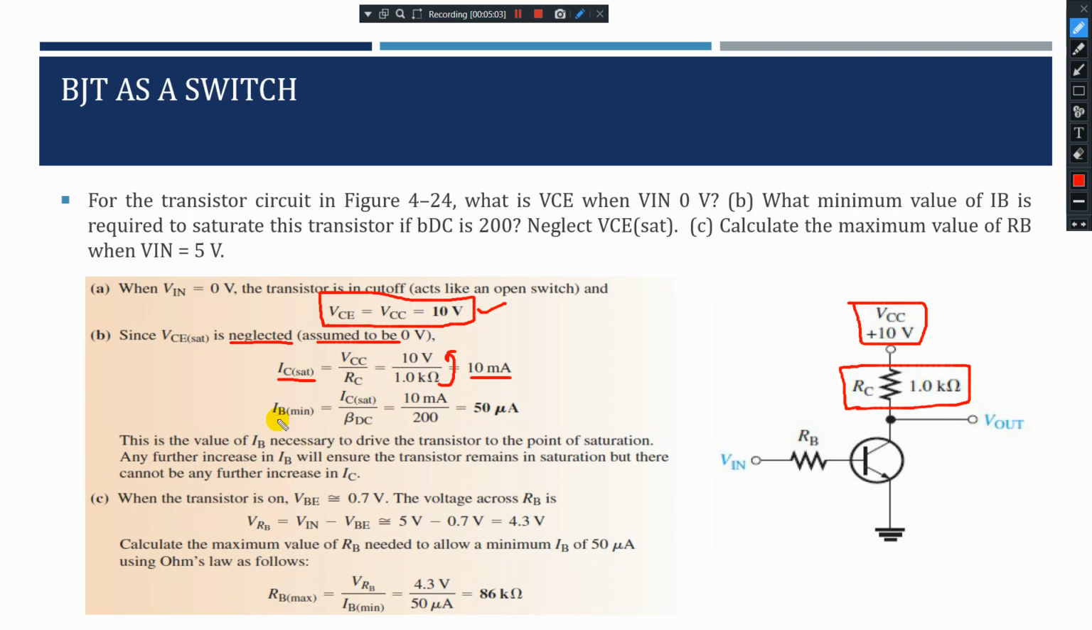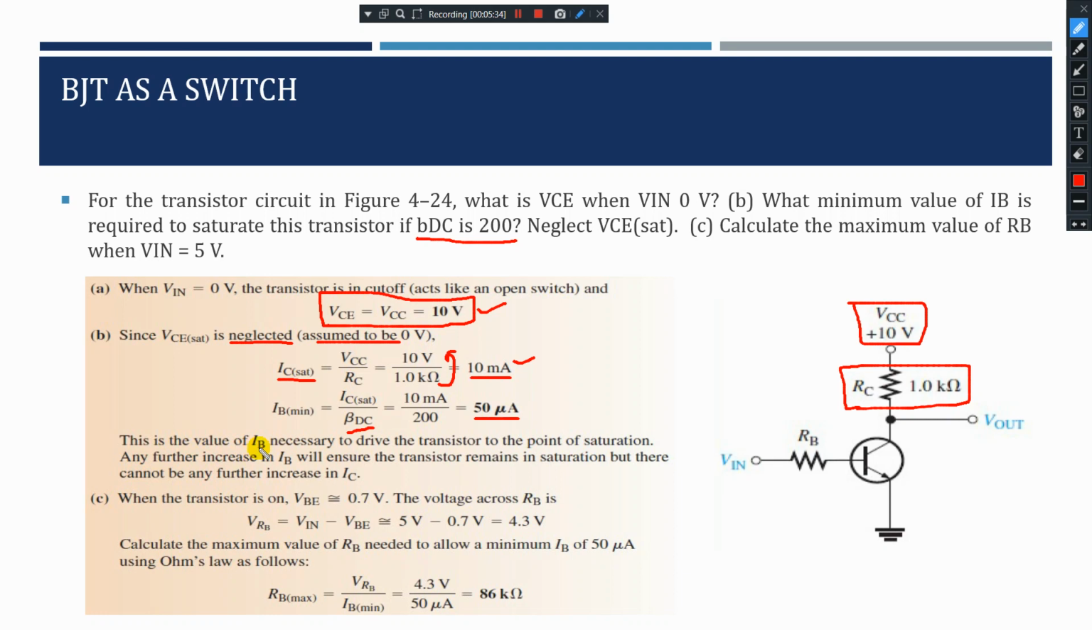Next comes IB. IB is IC divided by beta DC, as we have seen. What is IC here? It is 10 milliamps. What is beta DC? It is given as 200. So 10 milliamps divided by 200 will give you 50 microamperes. That is the minimum current required for the transistor to be in the on condition.